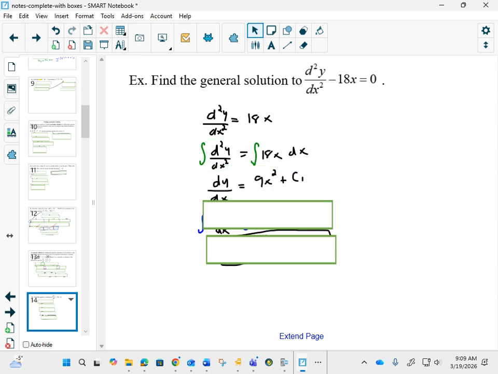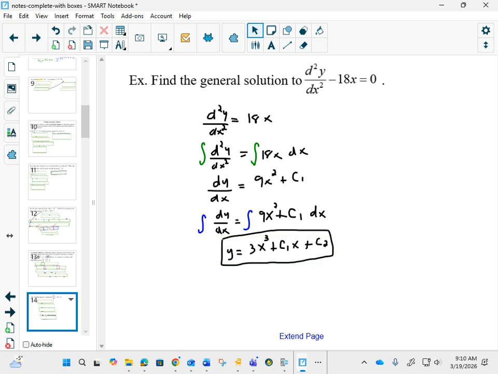Oh, I used C1. So our first derivative would be 9x squared plus C1. Then if you did the integral of that, you would get 3x cubed plus C1x, and then plus C2. I sometimes like C and D because those little numbers sometimes get annoying. You could choose either way to do it, but C1 and C2 are any real number.